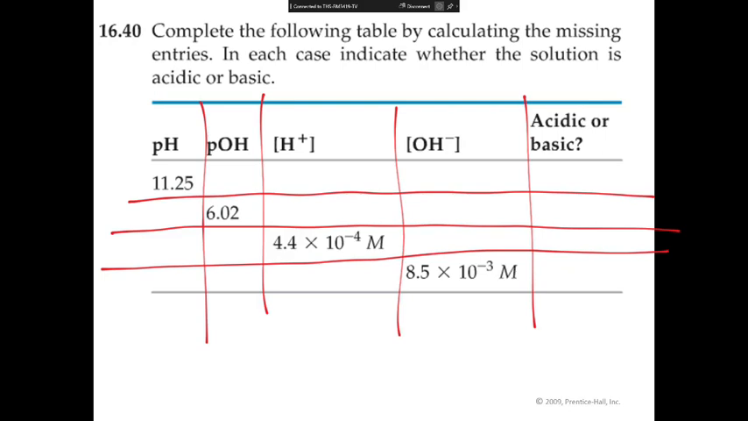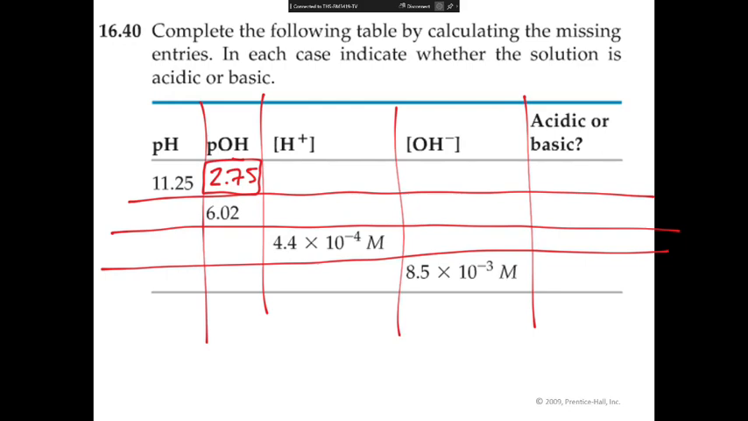The first two columns are going to be super easy. Because what are you going to do if you have something in the first column? If you have pH, how would you find pOH? Yeah, the 14 thing, I would subtract from 14. So what's the pOH going to be in this first box? Jonathan? 2.75. Good job, 2.75.